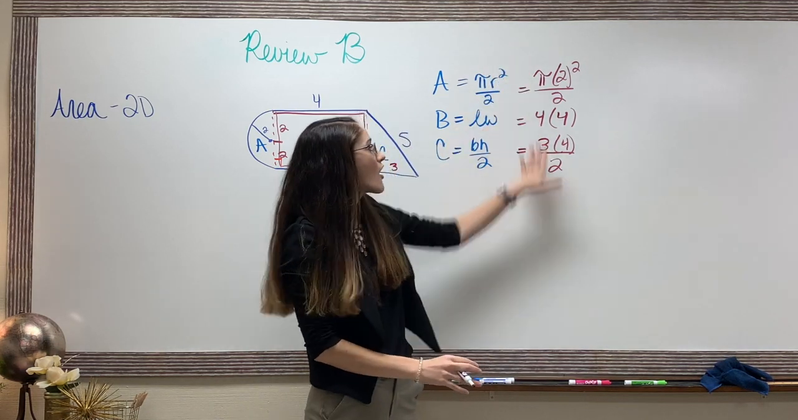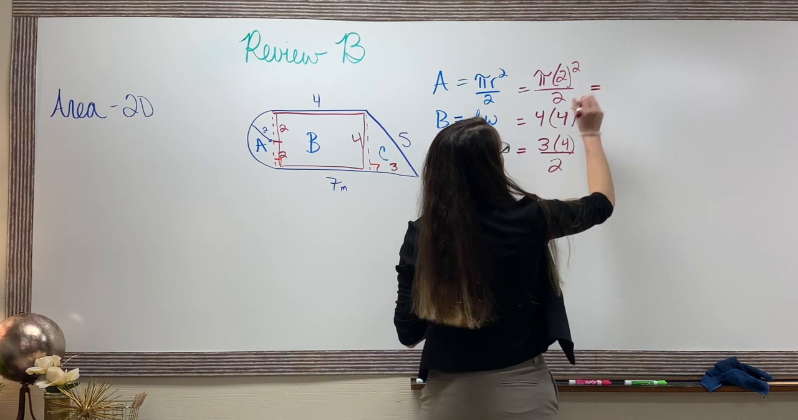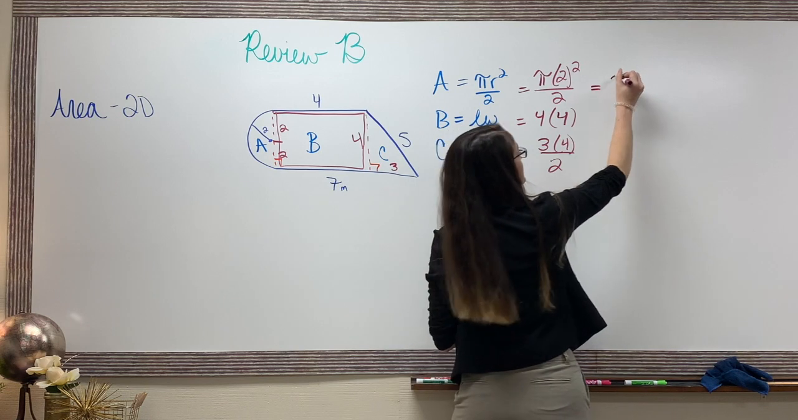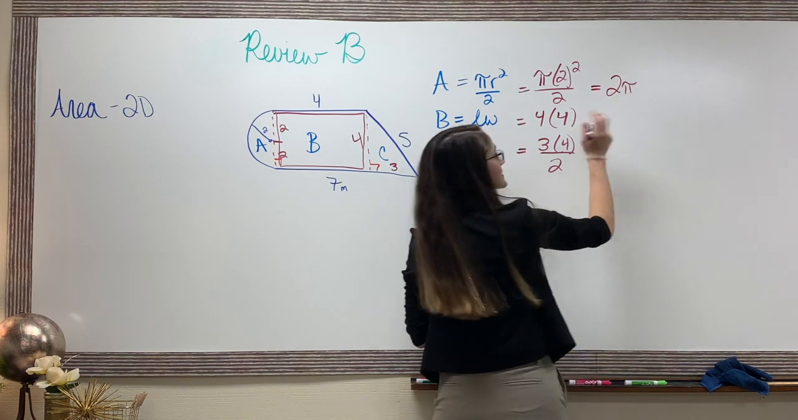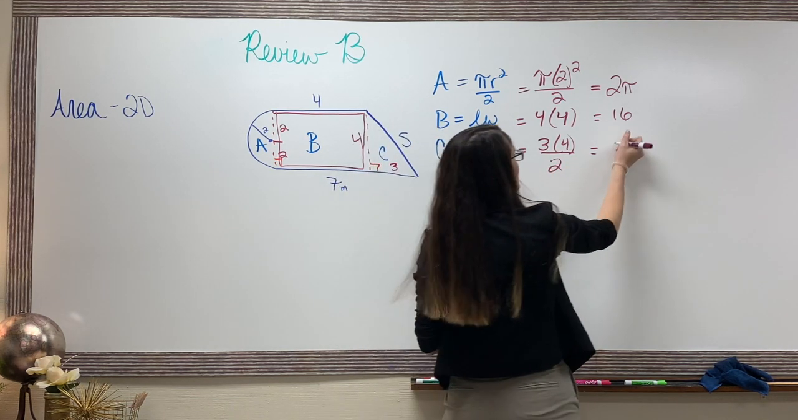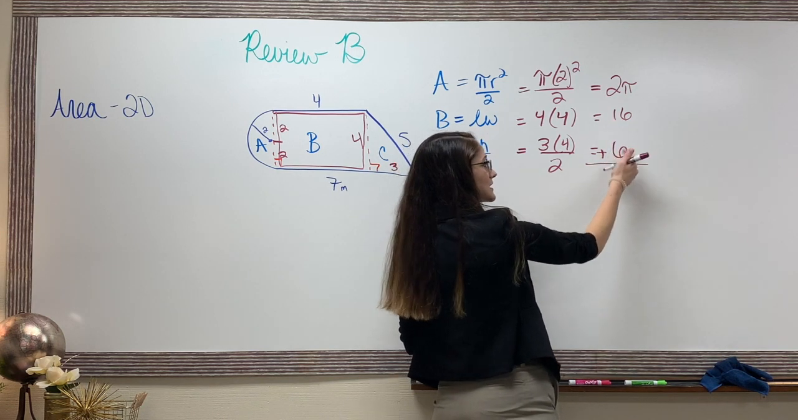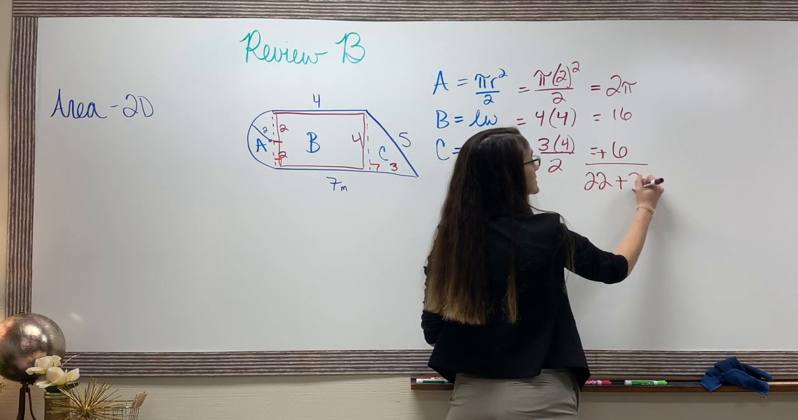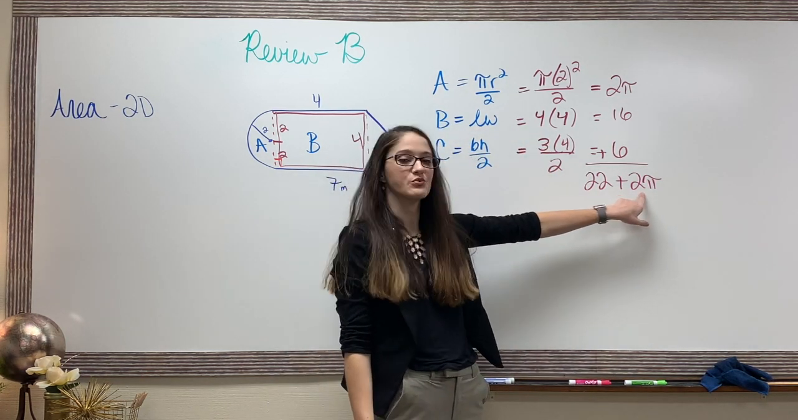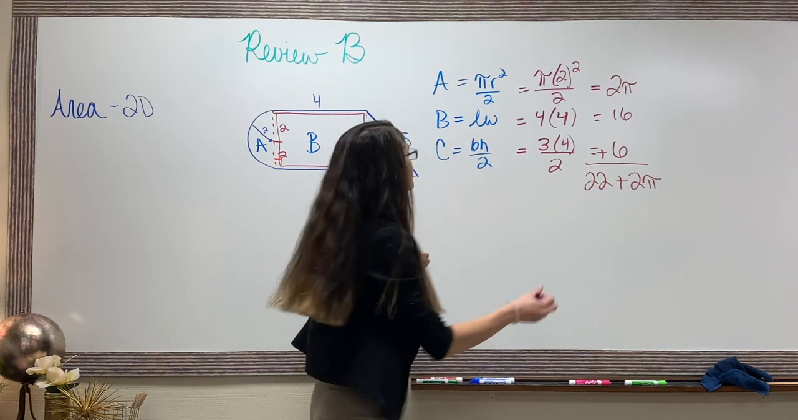Okay, so now I have all of the numbers needed, and now we're just doing a little bit of multiplication. So 2 squared is 4 divided by 2. This is going to be 2 pi. This is going to be 16. And then 3 times 4 is 12 divided by 2 is 6. And then we're going to add all of this together. So we got 6 and 16 is going to be 22 plus 2 pi. We can't add these two together unless we are going to multiply 2 pi out. But as long as we're going to leave it as 2 pi, we have to leave these as separate.